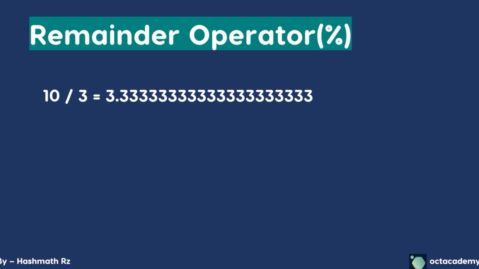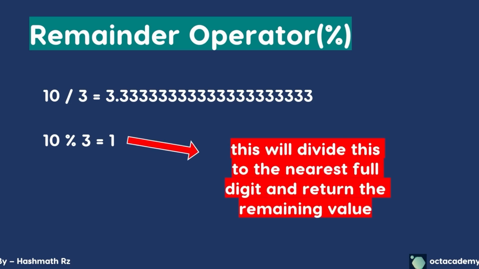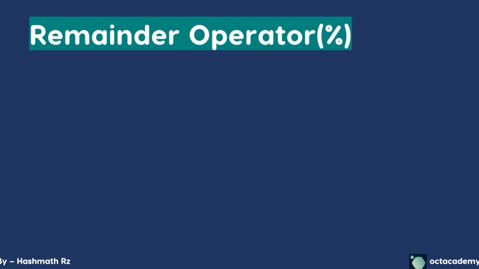The answer will be an infinite decimal value, approximately 3.33333, which represents infinity, right? So for this, if we use the remainder operator, this will return 1 as the answer. What this will do is, this will divide this to the nearest full digit and return the remaining value. In our example, it divides 10 by 3 and finds the nearest full digit, which is 3.